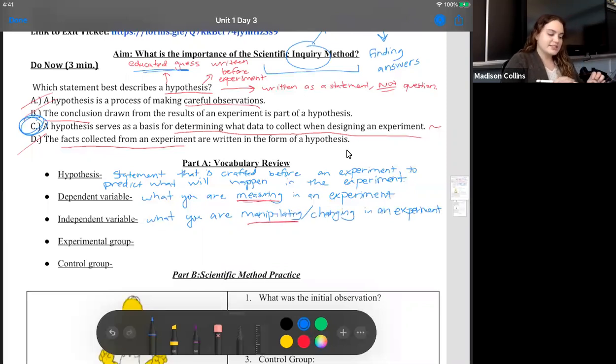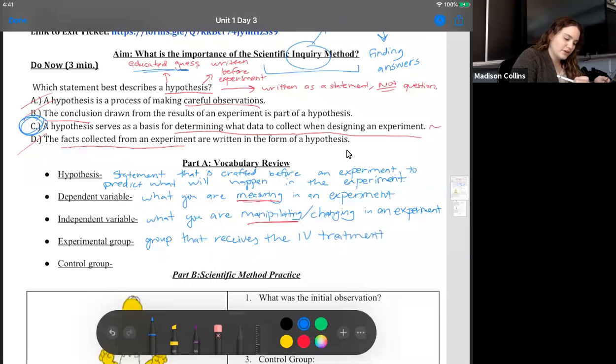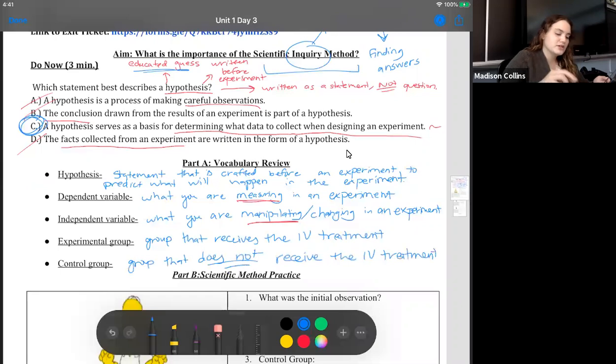All right, then we've got experimental group and control group. So we talked about this yesterday, but the experimental group is the group that receives the independent variable treatment. And the control group is the group that does not receive the IV treatment. All right, so keep each of these vocabulary words in your mind as we go through today's lesson. They're going to be very, very important when we're talking about experiments.